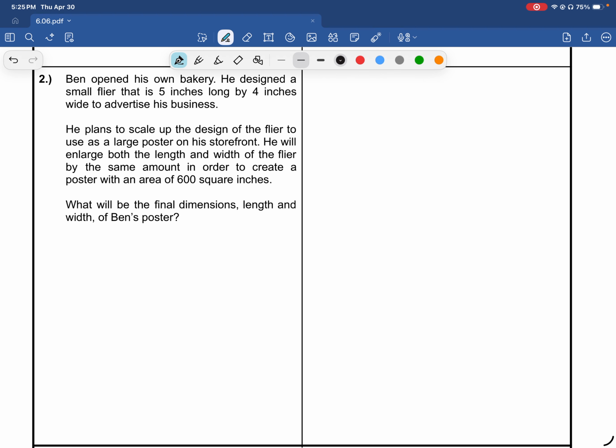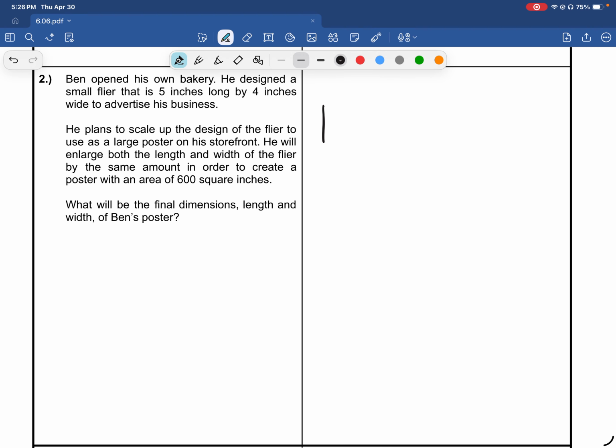Number 2, Ben opened his own bakery. He designed a small flyer that's 5 inches long and 4 inches wide to advertise his business. He plans to scale up the design of the flyer to use as a larger poster on his storefront. He'll enlarge both the length and width of the flyer by the same amount in order to create a poster with an area of 600 square inches. What are going to be the final dimensions, length and width of Ben's poster?